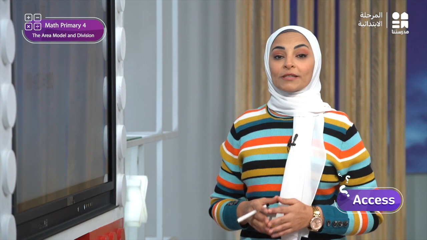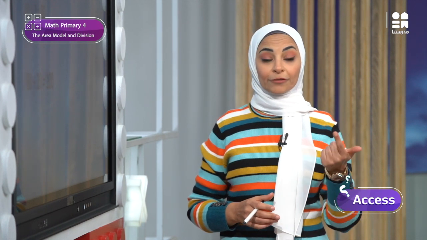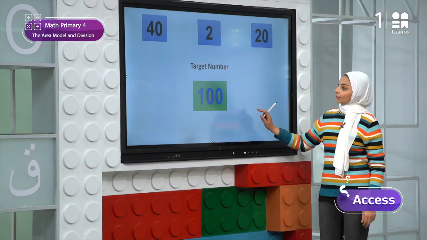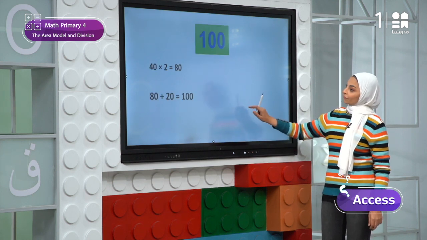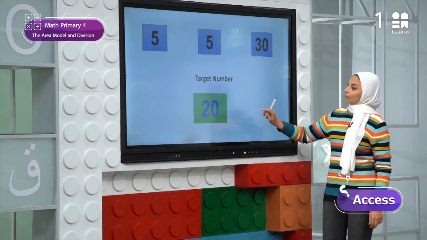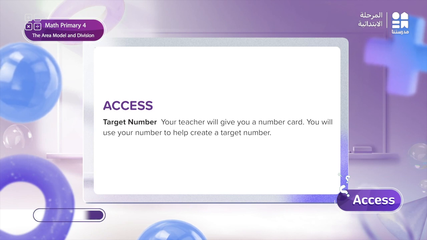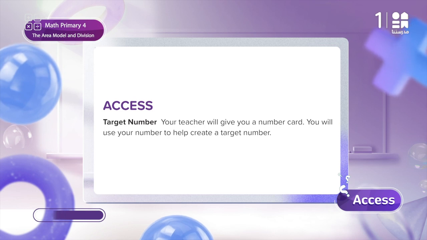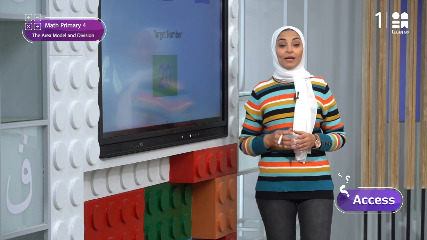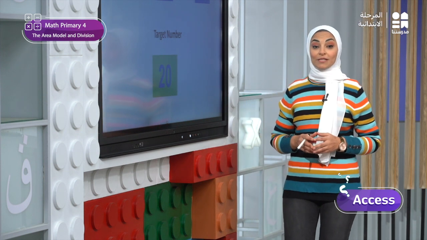Okay, well, what if we have the numbers 5 and 5 and 30? If you have numbers 5 and 5 and 30, like you see here. Well, and your target number is 20. Can you do it? Now I'll give you some time to think and then we can find out the answer all together. And now after we are back, let's see what I thought of to solve this problem.